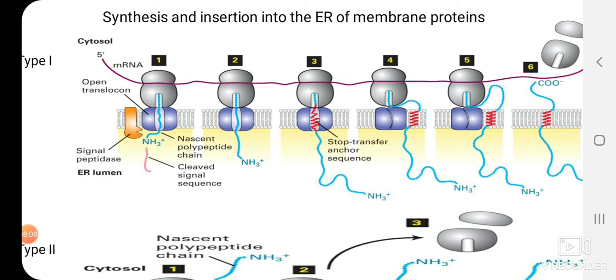So it's a very specific sequence, which is also the signal sequence, which signalizes that this particular protein is a membrane protein and needs to be inserted into the membrane. This is the co-translational insertion process.